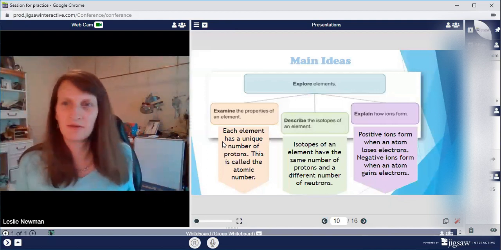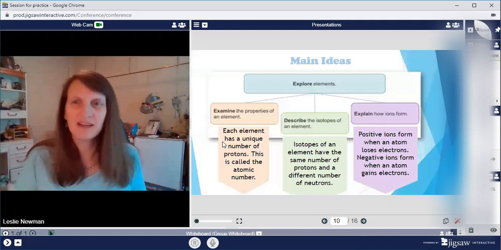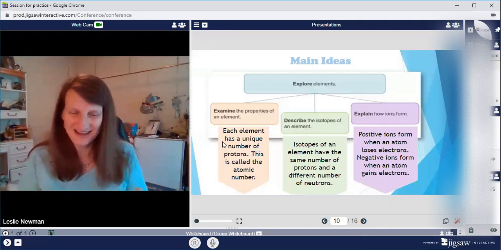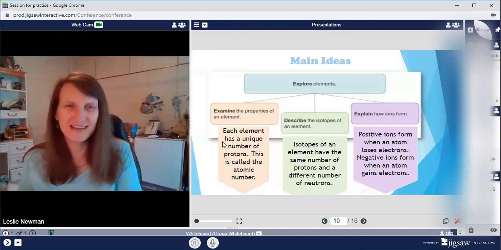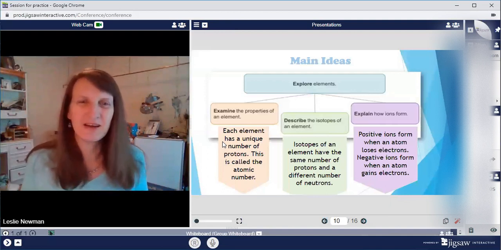I don't know how well that works, but I'll ask in class. I'll try that out in class today and see how well you guys can see it. That's called the atomic number.